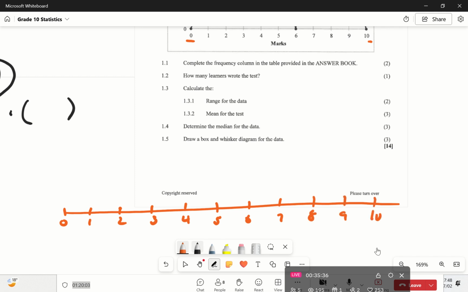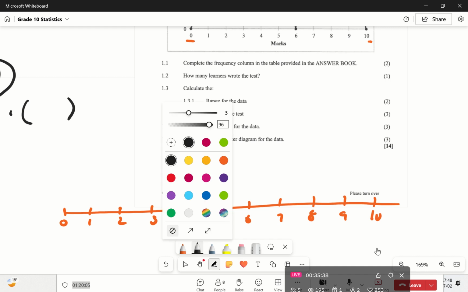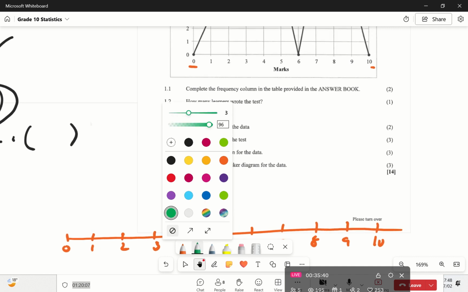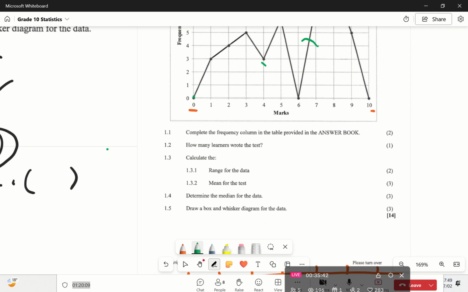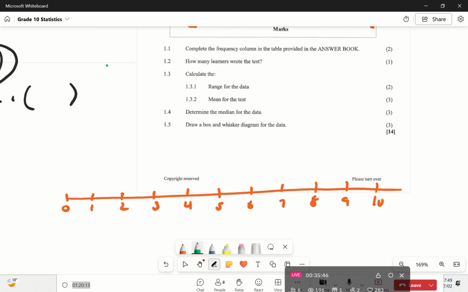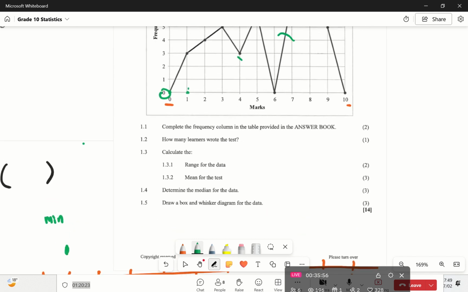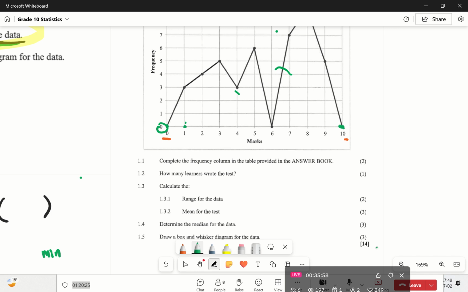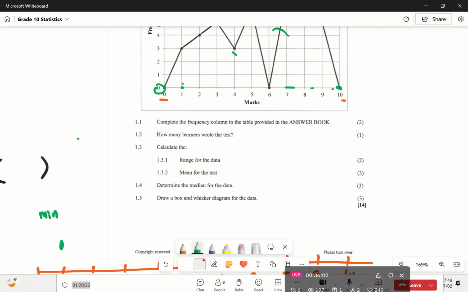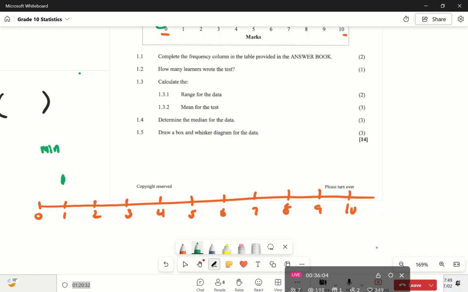Okay, then now let us start with the minimum value. The lowest performing learner in the class didn't get a 0 because there's no one there, they got a 1. So you're going to draw your line there. That's your minimum value. Let's write min there so that you guys can see. And then the maximum value, the highest performing learner, did they get a 10? No one got a 10. Did they get a 9? Yes, there are 5 learners who got a 9. So you're just going to put another line there at 9.